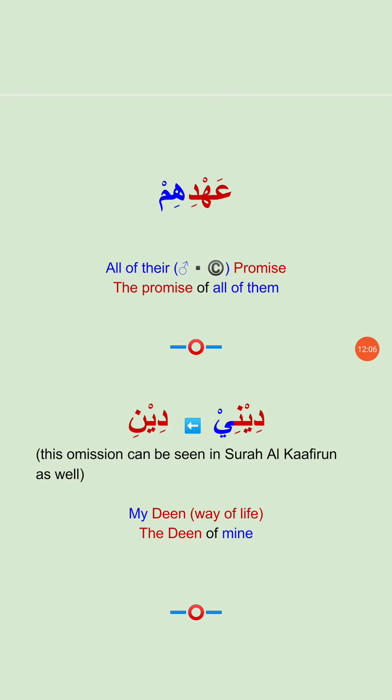So ahdi him, and not ahdi hum or ahdi. Well, it has to be ahdi him. All of their promise, or the promise of all of them.